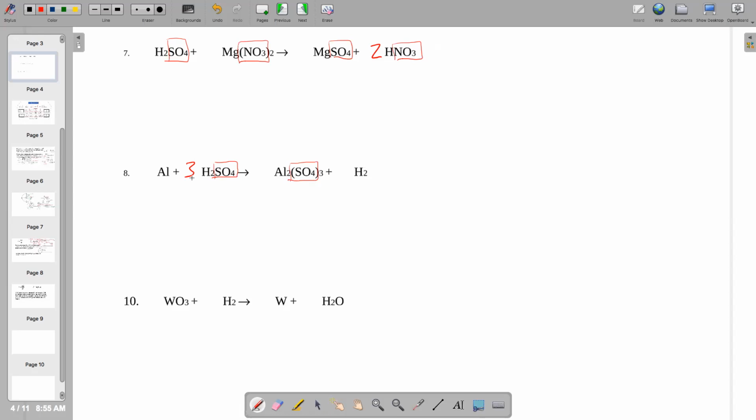So you got 3, this is sulfuric acid. Well, it's aluminum and sulfuric acid make aluminum sulfate and hydrogen. On the left, there was 1 aluminum. On the right, there's 2. So you've got to put a 2 in front of the aluminum. And here there's 3 H2s. So it's going to have to be a 3 in front of the H2 on the right. And that one's done.